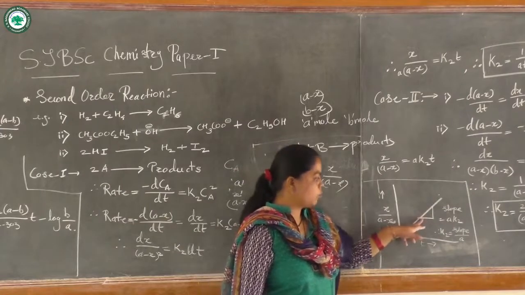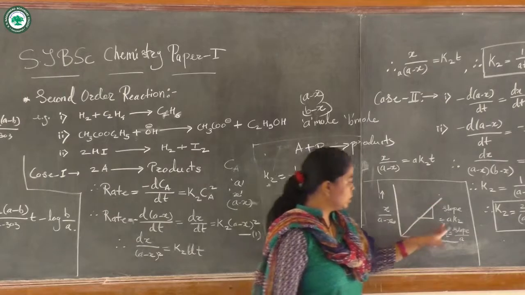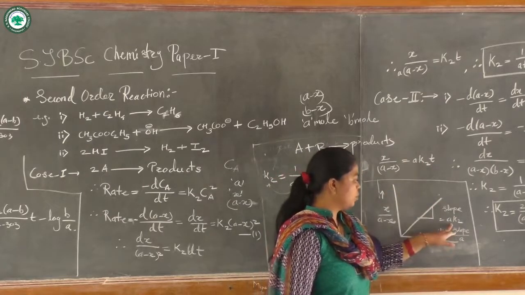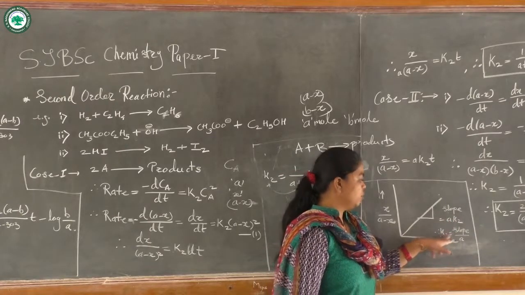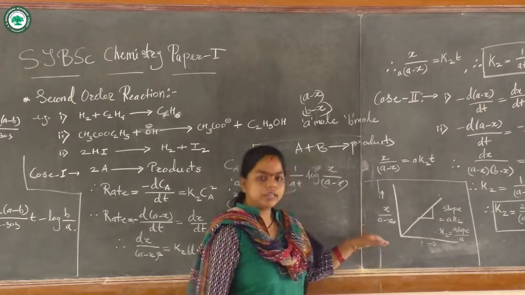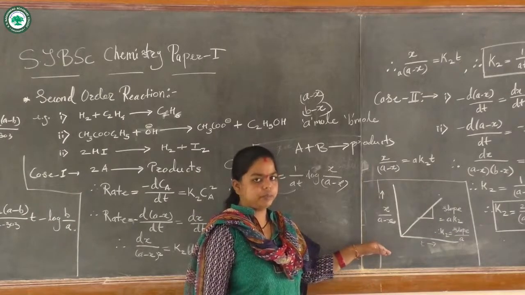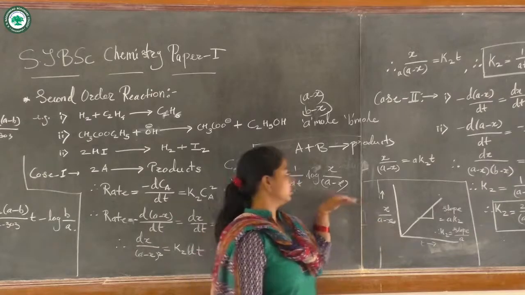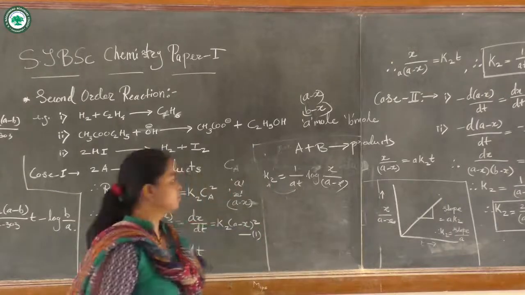If we take the slope at any point of this line, the slope equals aK2. So aK2 becomes the slope, and from this value we can calculate K2 equals slope divided by a. So we can calculate the second order rate constant by the graphical method. This is the first graph for the first equation. Now let us consider the second equation.